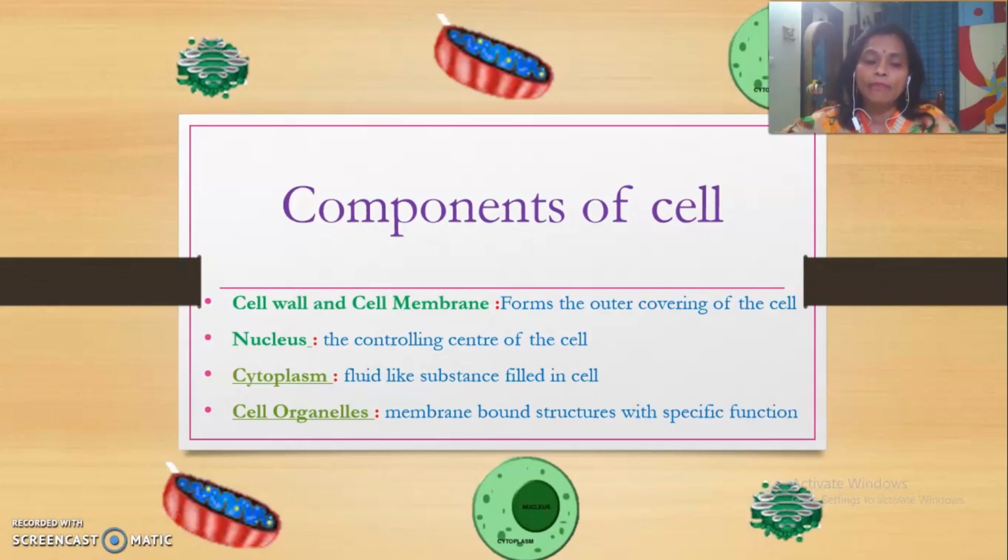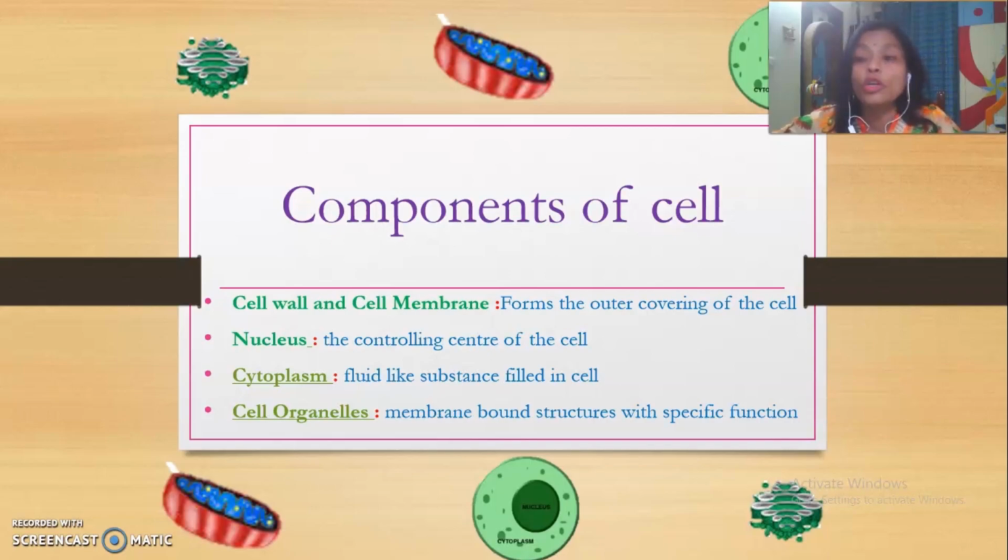Basically, cell has been classified into 4 major parts: the outermost covering, cell wall and the cell membrane. Then there is the controlling unit, which is the nucleus. Then a fluid which is filled inside the cell, called cytoplasm, and small particles or membrane bound structures present inside the cell called cell organelles. In this module, we are going to study about cell wall, cell membrane and nucleus.